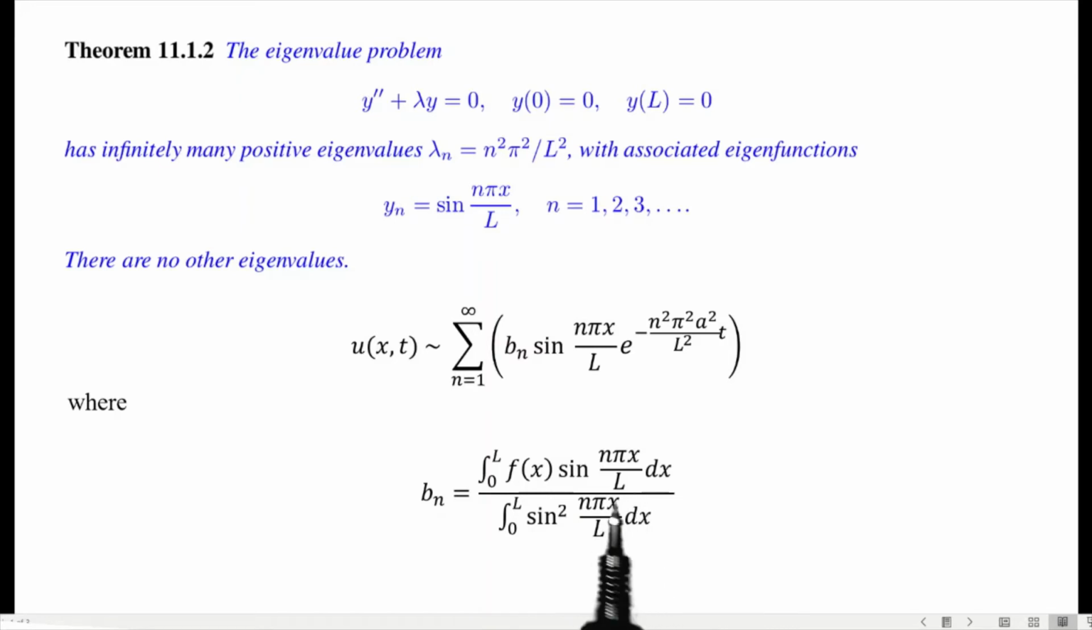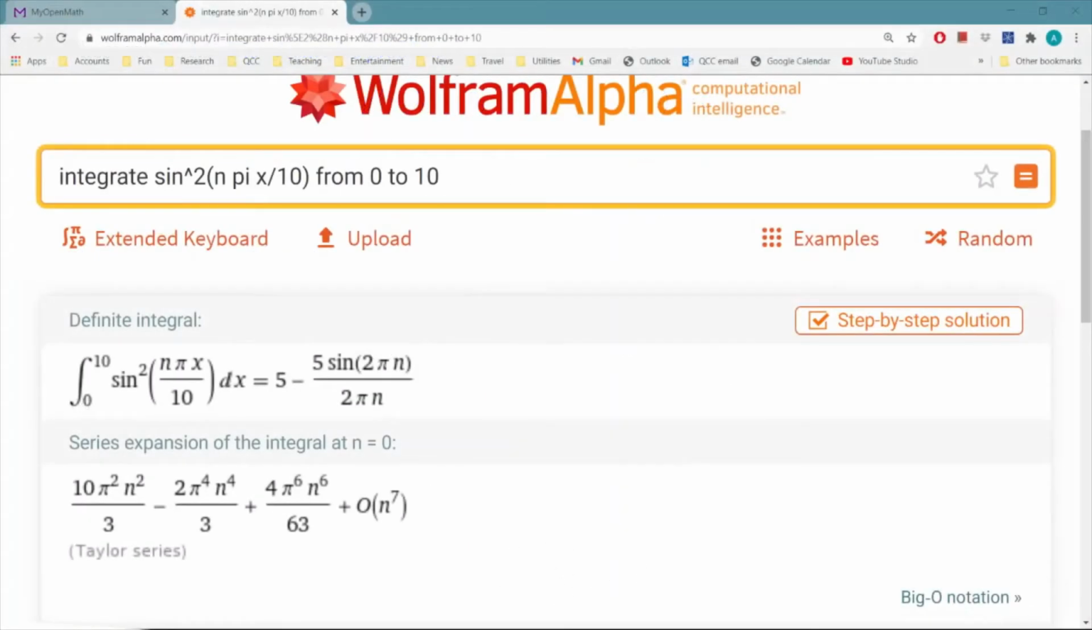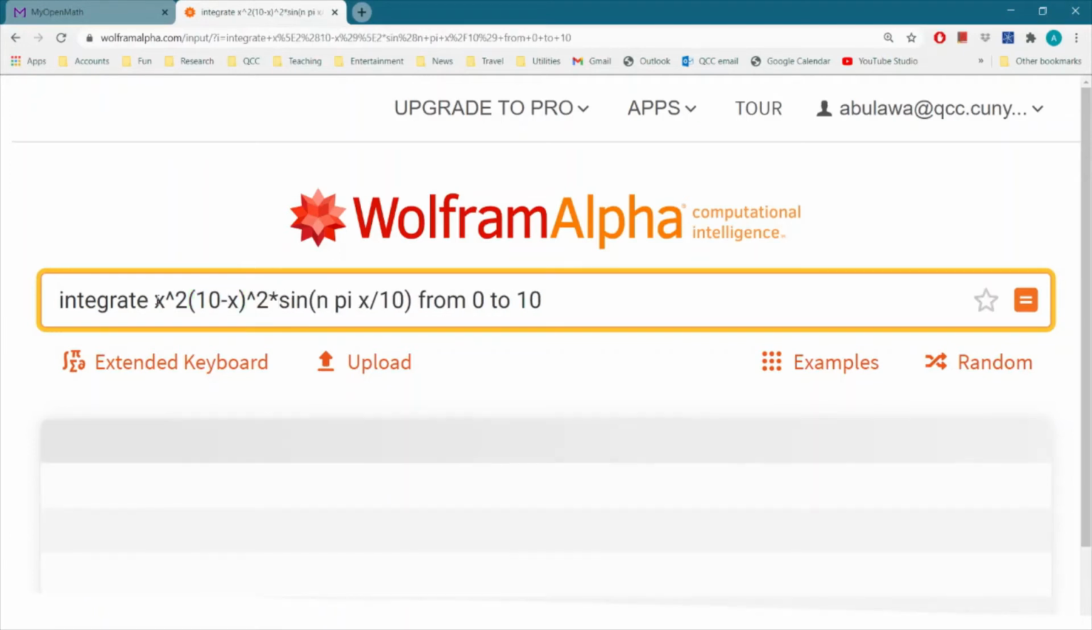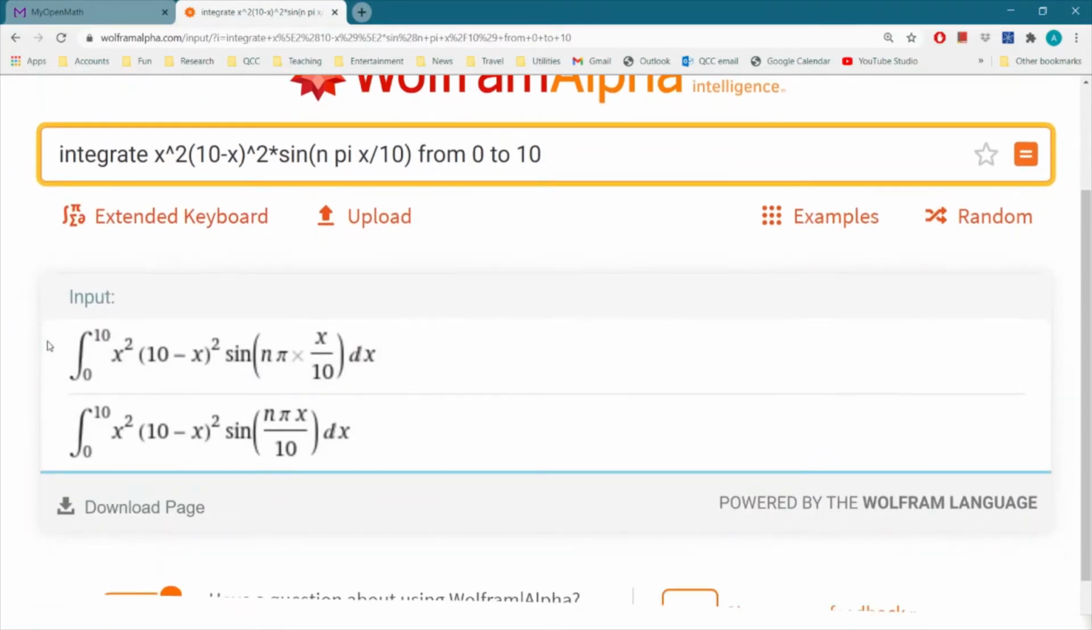That's just 5. Now we do the top, right? So now we're going to do an integral from 0 to 10 of our function multiplied by these guys. Let's see what we get there. So let's go back to Wolfram Alpha here and ask it to do that. So I'm going to multiply our function, x squared times 10 minus x squared, times this guy. Let's integrate that. Let's see what we get. Okay, it's thinking. It's still working. Give it some time.